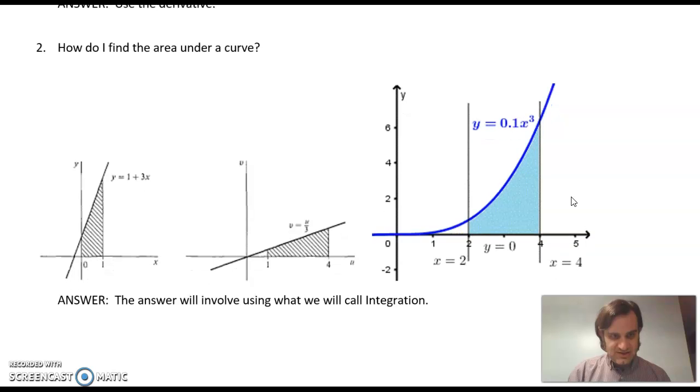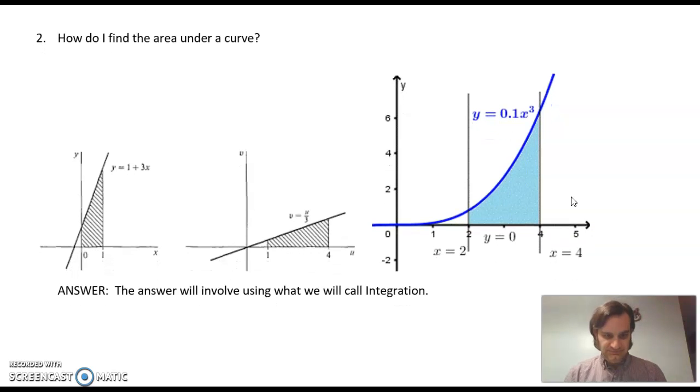But the second question is one we haven't answered. So let's introduce it now, and then we'll see a little bit more about it later. But really the question is, how do I find the area under a curve? Well, on the first two graphs here, what we see is the area under a straight line.